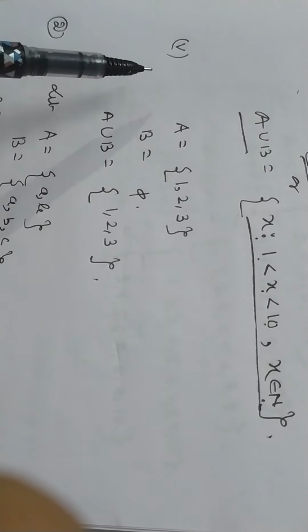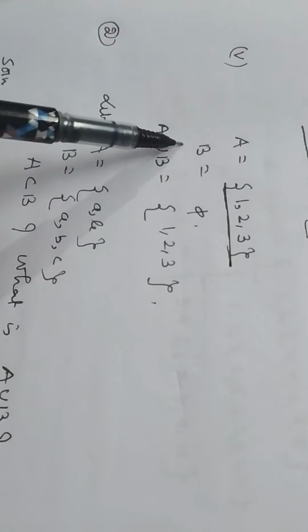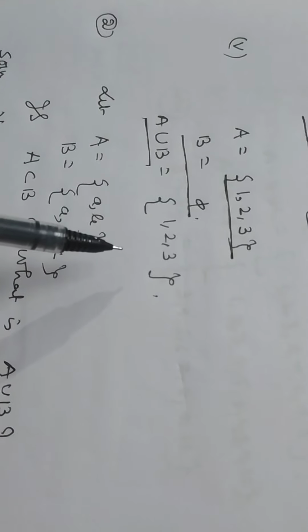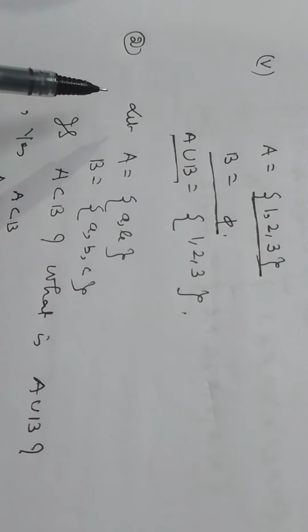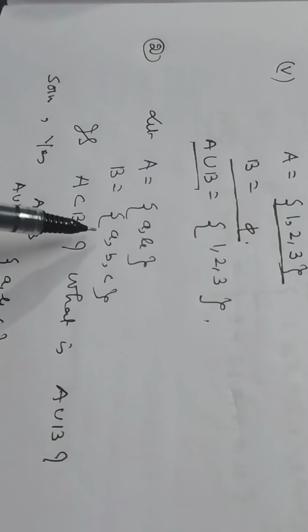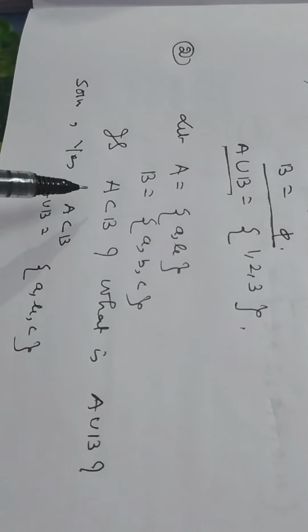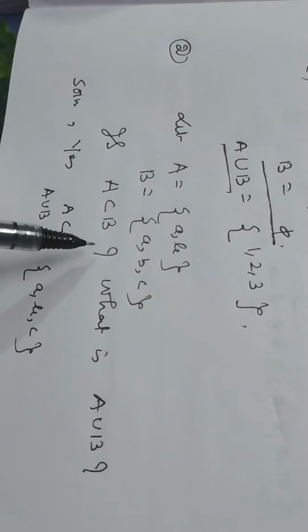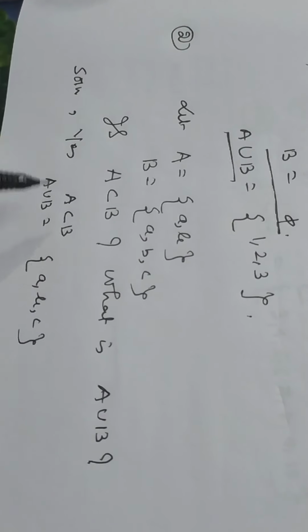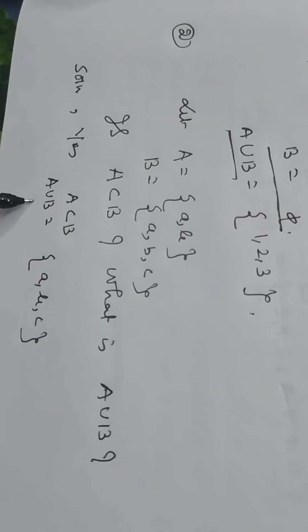Now my dear students, we want to discuss problem number 5. Sub problem 5: A is equal to {1, 2, 3}, B is equal to {5}. Then A union B is equal to the collection of elements {1, 2, 3, 5}. Now problem number 2. Let A be the collection of elements {a, b}, and B the collection of elements {a, b, c}. A is a subset of B. What is A union B? Yes, A is a subset of B, and A union B is the collection of elements {a, b, c}.